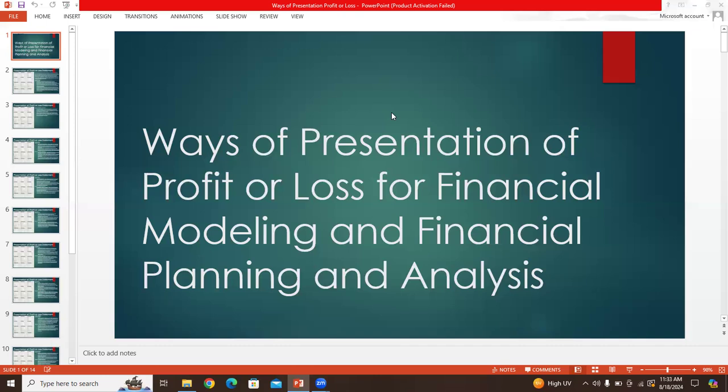Now it's time for financial planning analysis, and this time we're going to start with some frameworks and guidance. The first thing we need to understand is the financial performance, or you can say the profit and loss statement, and its presentation for financial modeling as well as financial planning analysis. There are a number of ways in which we can present our profit and loss statement, and each way explains a different perspective for financial modeling as well as financial planning analysis.